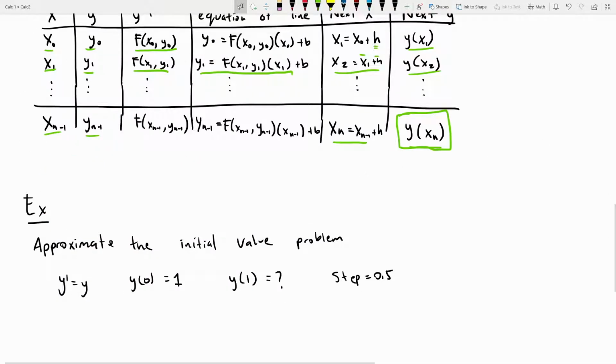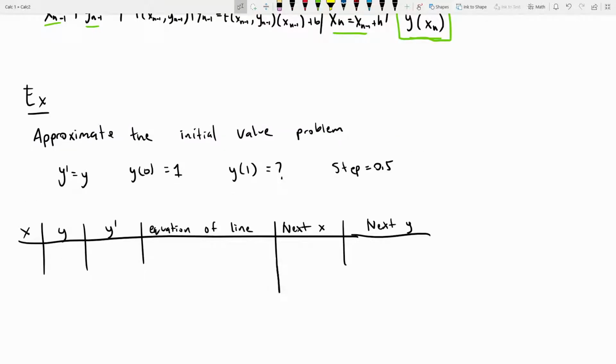So here is the example that we're given, and it asks us to approximate the initial value problem. Right here, the differential equation is given by y prime equals y. The initial condition is that y of 0 equals 1, and we are asked to find what y of 1 is using a step of 0.5. So again, I'm going to go ahead and set up this table real quick. So there we go, I have set up the table.